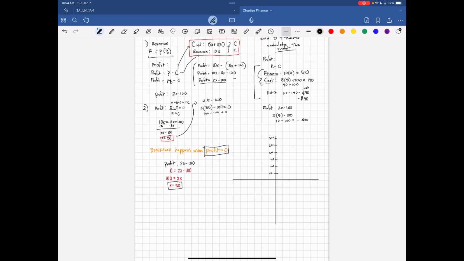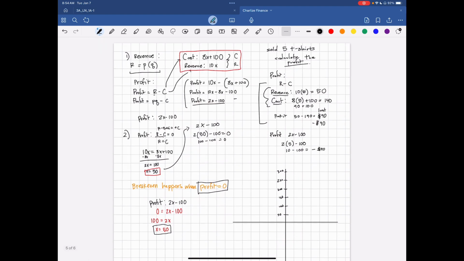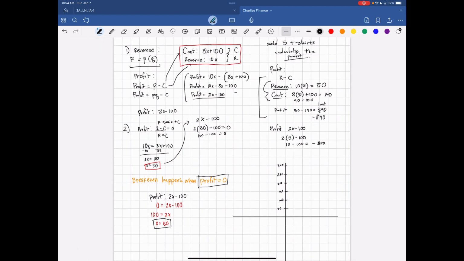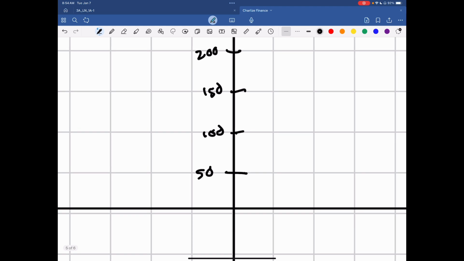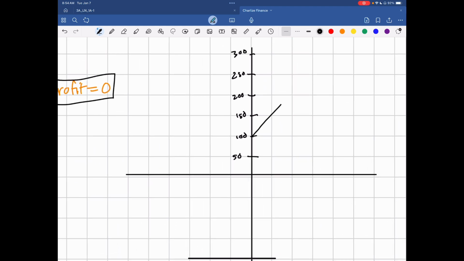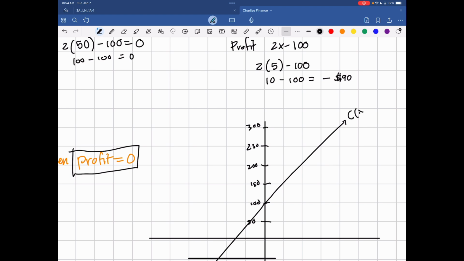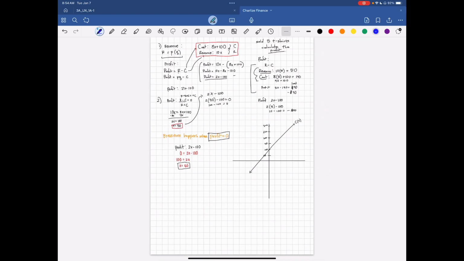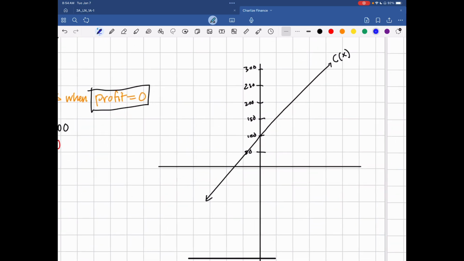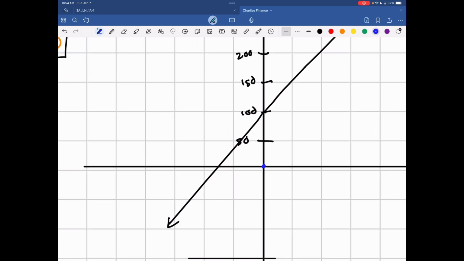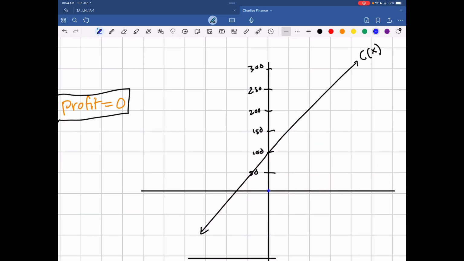Starting from 100 right here, it increases by 8. So it kind of looks like this, and this is probably not an accurate drawing at all, but this is my cost line. This is C of x. And if I were to graph our revenue or R, I start from 0 and do 10. And it kind of looks like this. This is kind of what the line would look like.